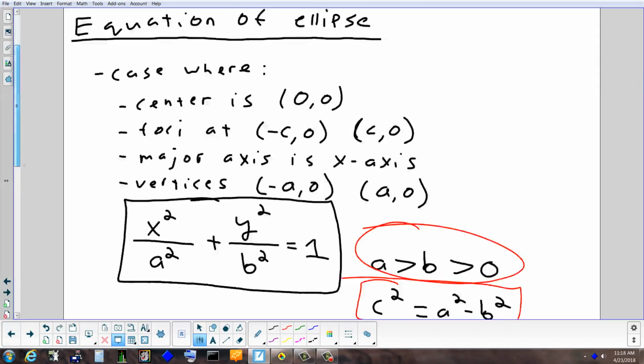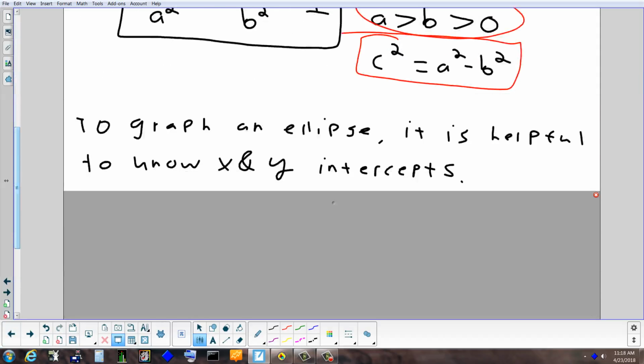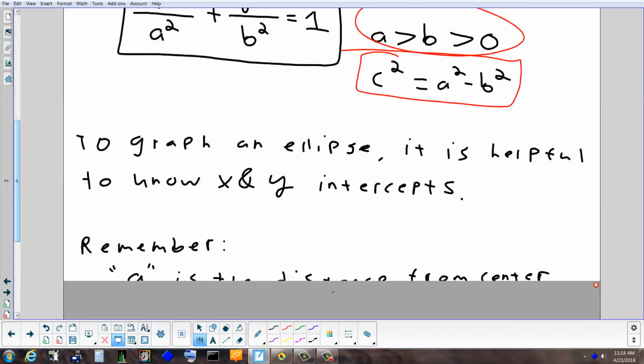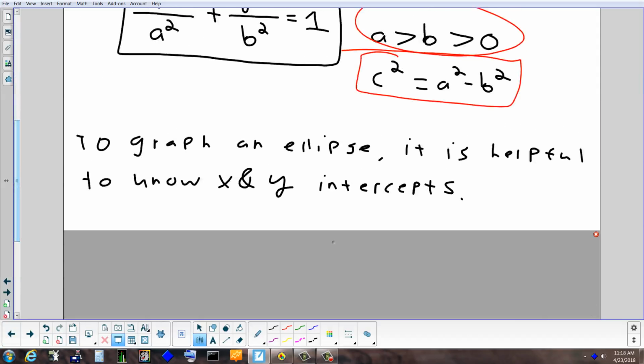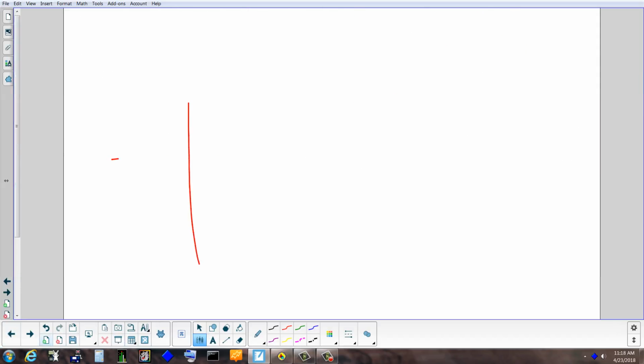All right, so let's try an example with this one. To graph an ellipse, sometimes it's helpful to find intercepts, but not always. If you could find all your intercepts, that might make sketching the ellipse easy. But keep in mind, you could have an ellipse like this. It doesn't have any intercepts. So ellipses don't always cross the axes.